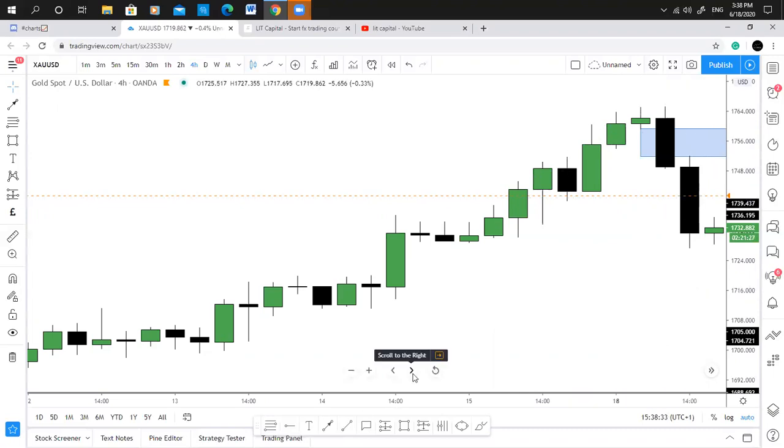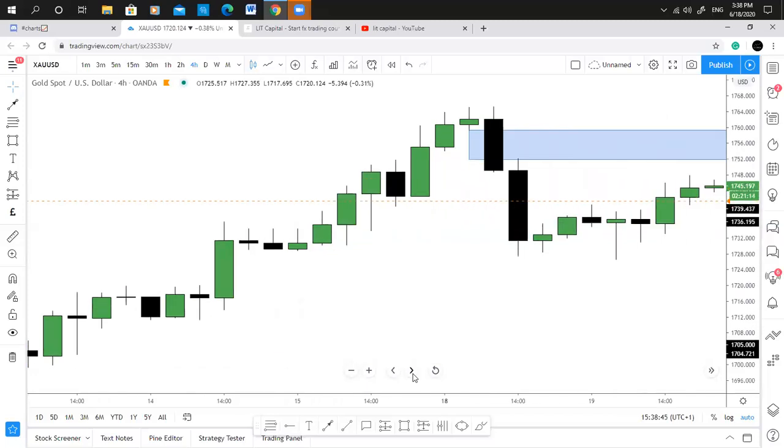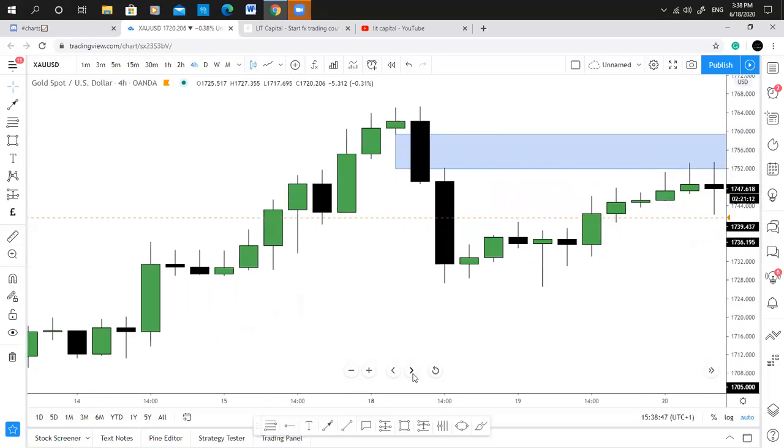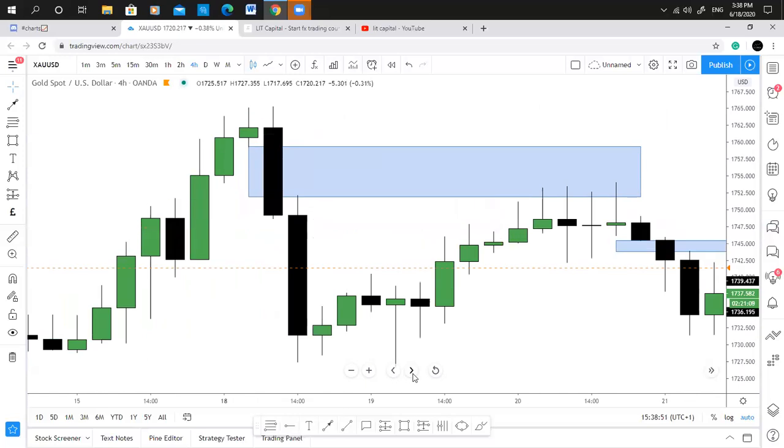Now, what we know about this is that this is almost like a computer algorithm, and the computer is programmed to come and fill these gaps. So what you'll see now is price just climb back towards the area where you would be able to obtain a perfect entry on a sell, and as you can see, a very profitable situation.